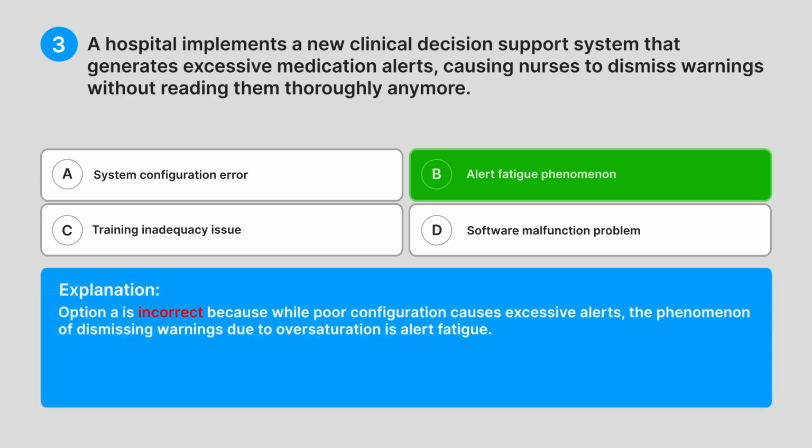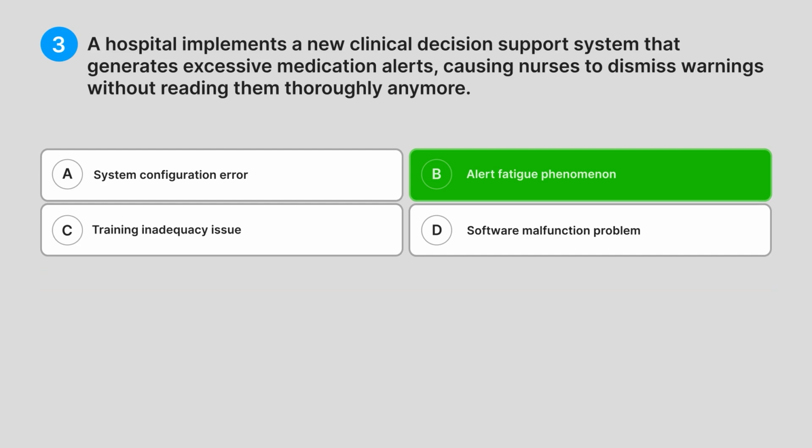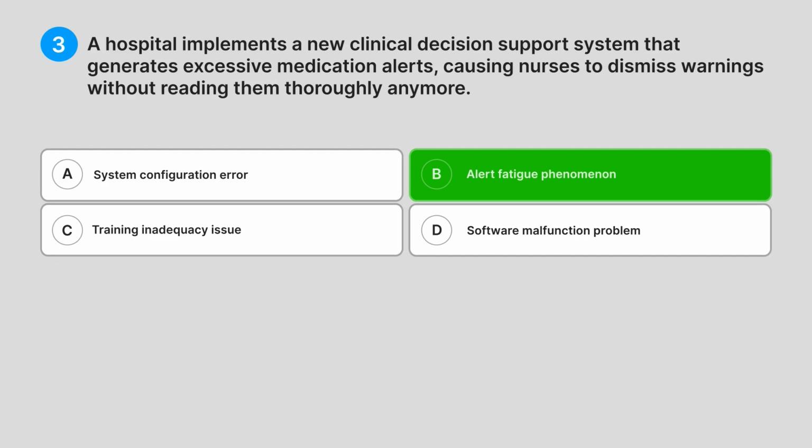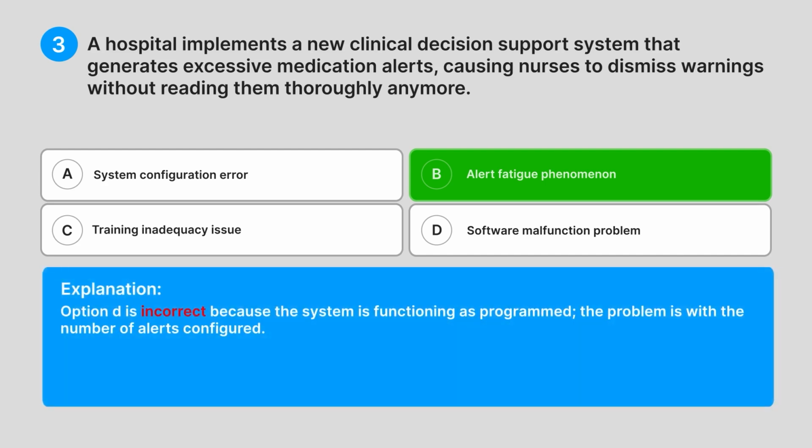Option A is incorrect because while poor configuration causes excessive alerts, the phenomenon of dismissing warnings due to oversaturation is alert fatigue. Option C is incorrect because the issue isn't about understanding the system, but rather becoming overwhelmed by too many notifications. Option D is incorrect because the system is functioning as programmed. The problem is with the number of alerts configured.